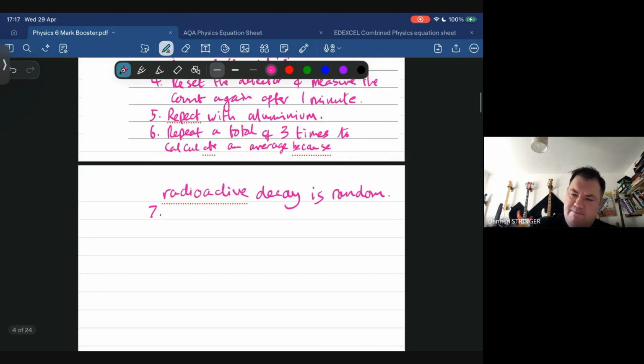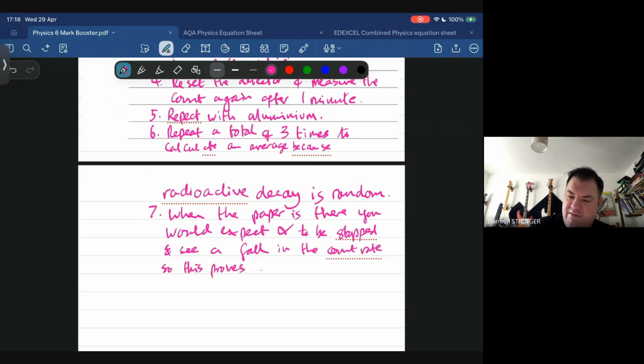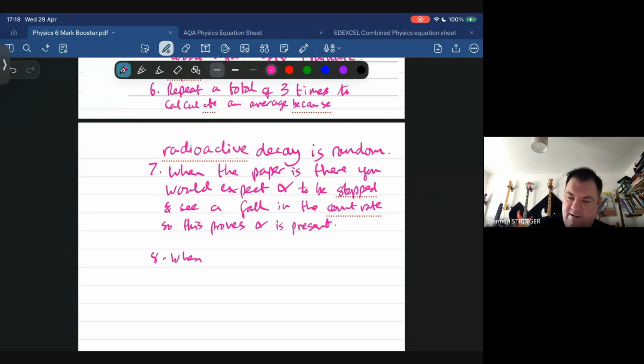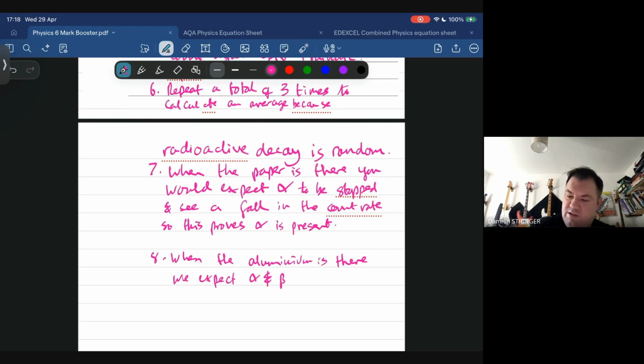So let's say when the paper is there, you would expect alpha to be stopped and see a fall in the count rate. And then I would explain what that means. So this proves alpha is present. When the aluminium is there, which ones do we expect it to block this time, Louis? Beta. Any others? And alpha. Yeah, so alpha and beta should be stopped.